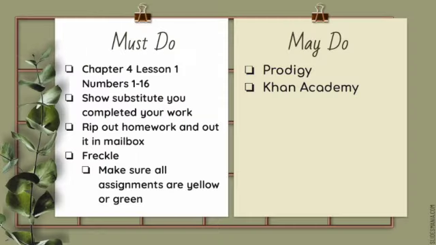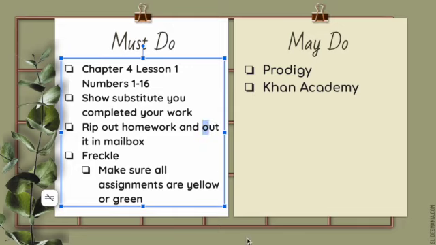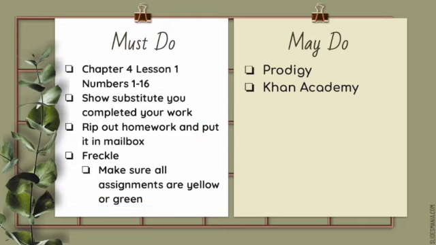Okay, so this is the last part before I set you free, and I know I've been saying I'll set you free this whole time, but you have a must do and then you have a may do. So your must do is to complete the lesson that we first worked on, and again, it's numbers 1 through 16. You do not have to do number 17. Once you're done with number 1 through 16, you show the substitute your completed work. Then you can rip out your homework and put it in your mailbox. Oops, teacher made a typo. And put it in your mailbox to take home for homework tonight, and then you can work on your freckle.